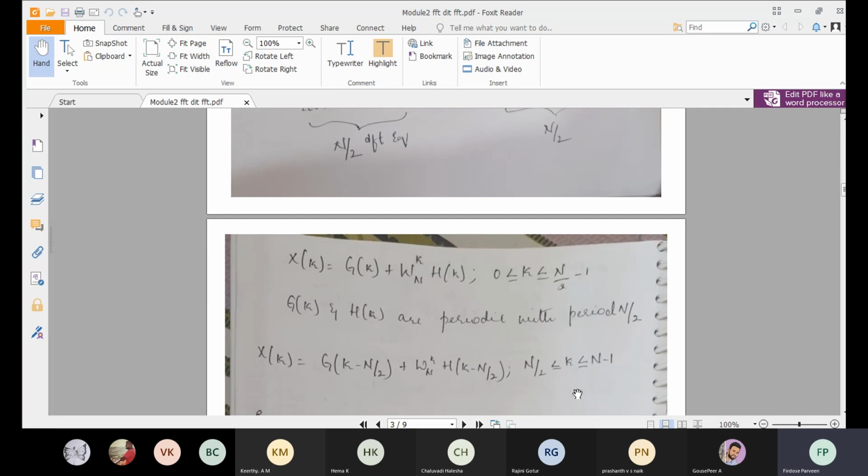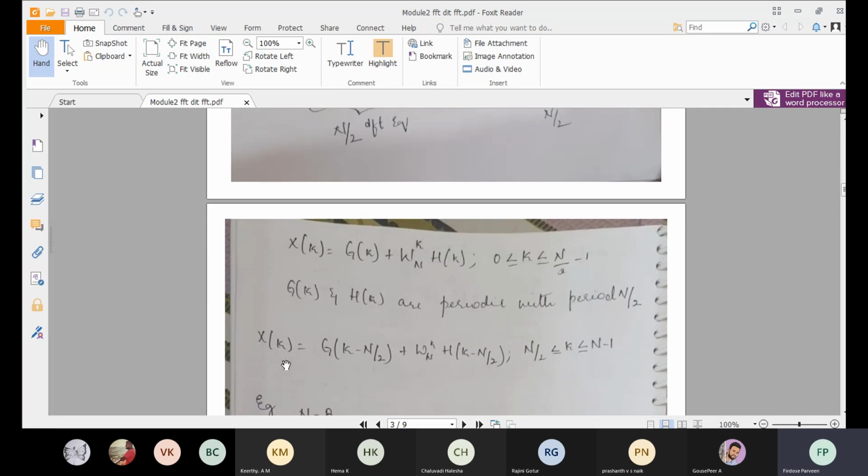So we will be writing 0 till n by 2 minus 1. Since g of k and h of k are periodic, it can also be written as x of k is equal to g of k minus n by 2 plus W_n to the power of k into h of k minus n by 2, from n by 2 till n minus 1. Okay. Since they are periodic in nature with period n by 2, it can also be written as g of k minus n by 2 plus W_n to the power of k h of k minus n by 2 from n by 2 till n minus 1 like this.